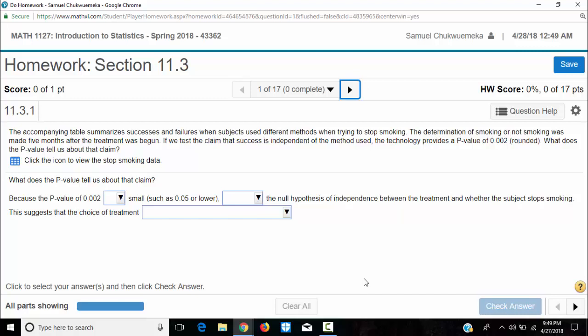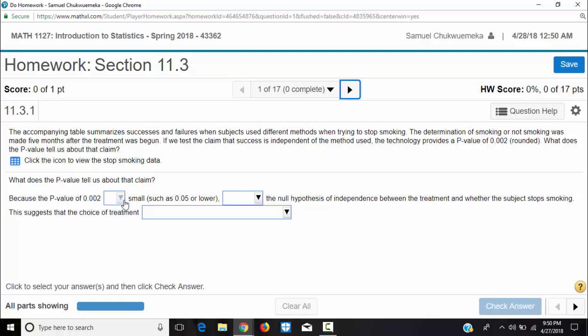Question 1. The accompanying table summarizes successes and failures when subjects used different methods when trying to stop smoking. The determination of smoking or not smoking was made 5 months after the treatment was begun. If we test the claim that success is independent of the method used, the technology provides a p-value of 0.002. That's a rounded value of the p-value. What does the p-value tell us about that claim?